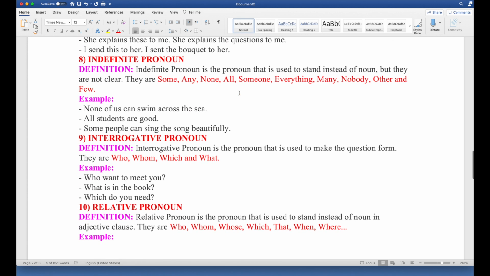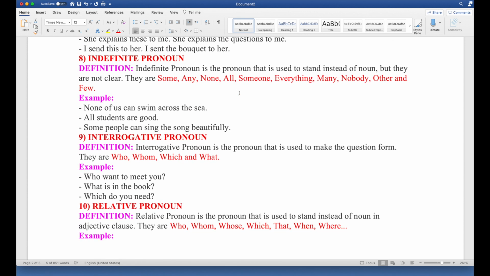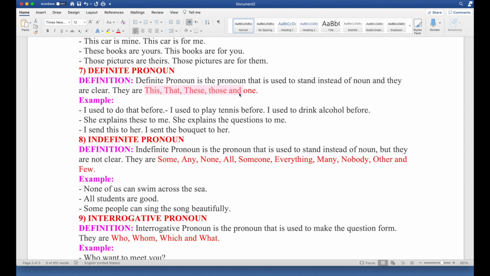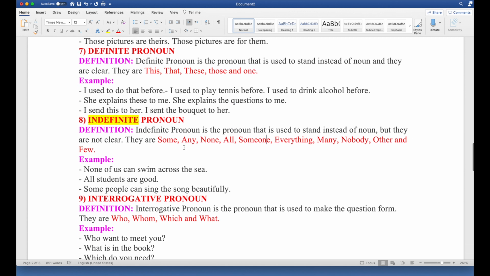Number 8 is indefinite pronouns. Indefinite pronouns are pronouns that are used to stand instead of a noun, but they are not clear. So definite pronouns, we definitely know what they are. Indefinite, we don't, right? When we see in over here, like in, that means no. Okay, so indefinite, there is no specific definition for what they are. And these are some, any, none, all, someone, everything, many, nobody, other, and few.